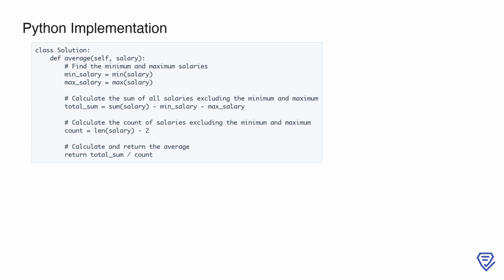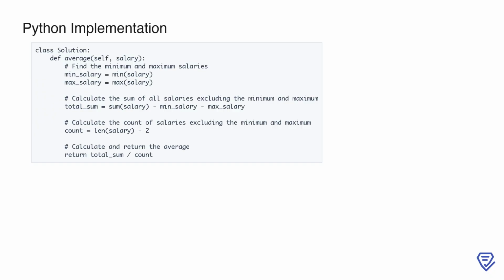Here's a step-by-step explanation of the code. 1. We define a method average inside the solution class. This method takes a list of integers salary as its input, where each integer represents an employee's salary. 2. To exclude the minimum and maximum salaries, we first use Python's built-in min and max functions to find the smallest and largest values in the input list. These two values are stored in min_salary and max_salary respectively.